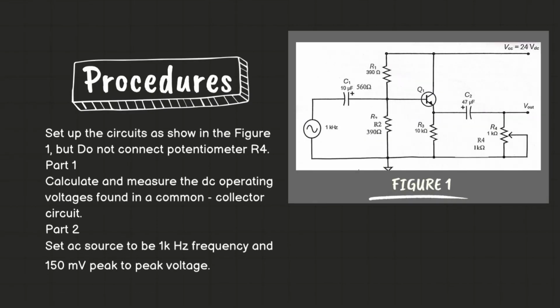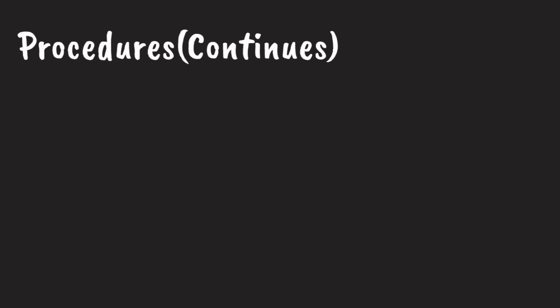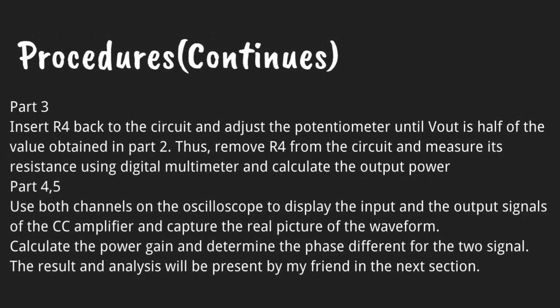For the procedure, set up the circuit as shown in figure 1, but do not connect potentiometer R4. For part 1, calculate and measure the DC operating voltages in the common collector circuit. For part 2, set the AC source to 1 kHz frequency and 150 mV peak-to-peak voltage. Measure the output voltage and calculate the voltage gain. For part 3, insert R4 back into the circuit and adjust the potentiometer until Vout is half of the value obtained in part 2.